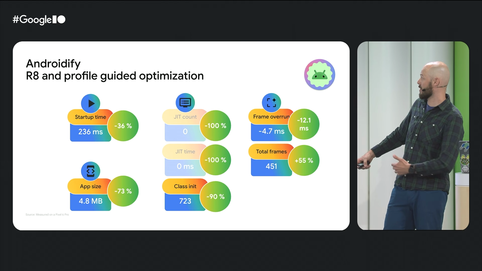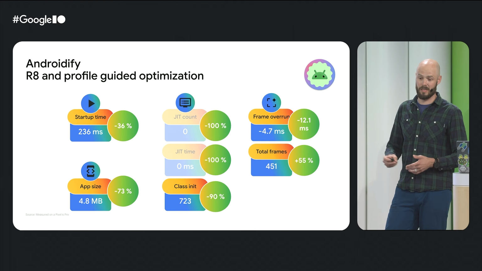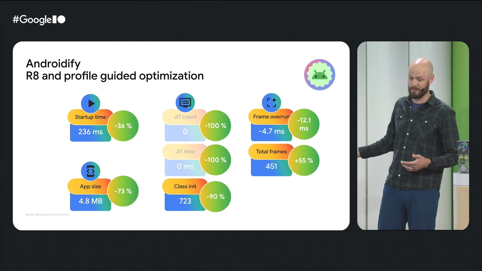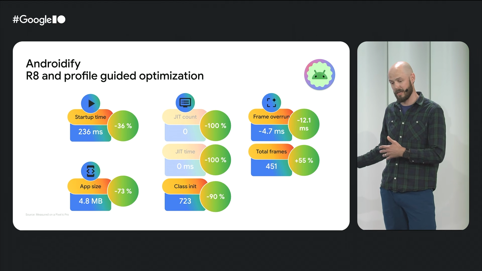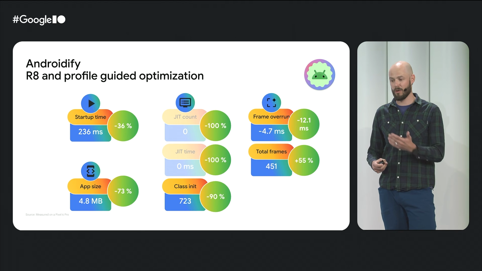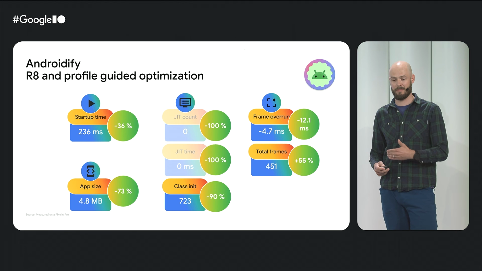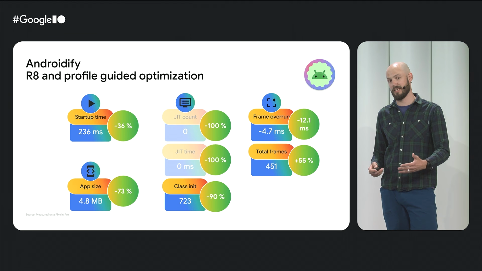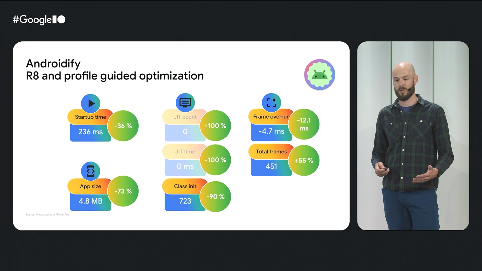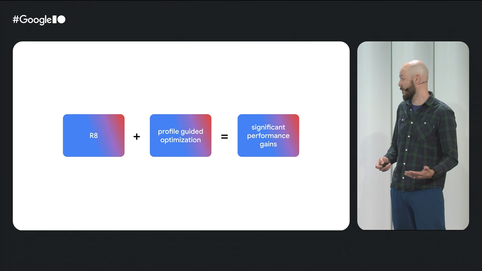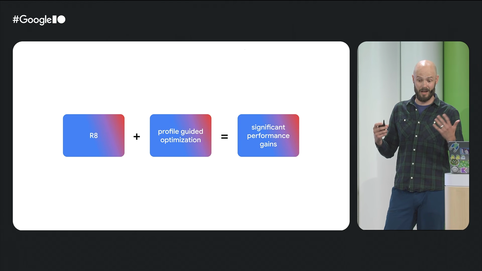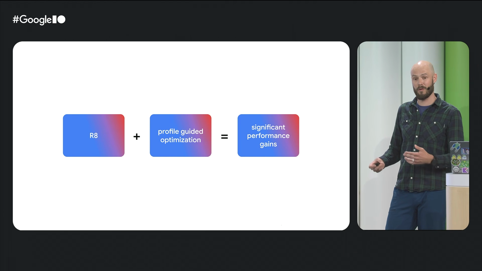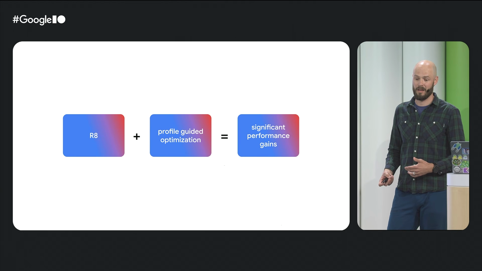Just-in-time compilation now completely removed. That's awesome. The class initialization is down by 90%. 55% more frames were able to be rendered in the same time. And the startup time has improved from 21% improvement to 36% faster app startup. So that's significant performance gains, right? With R8 on the one side and profile-guided optimization on the other side.